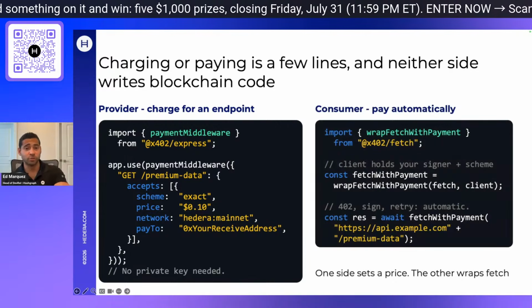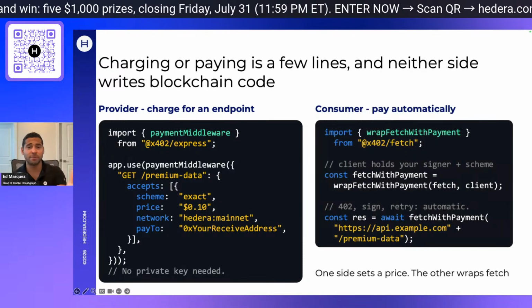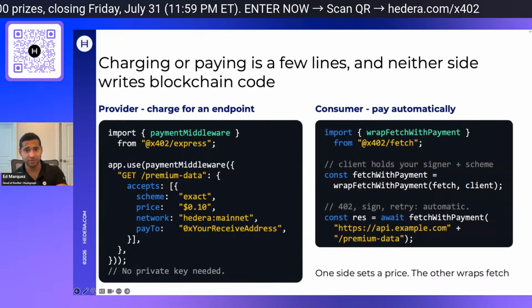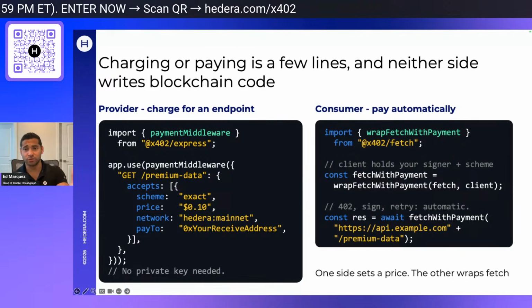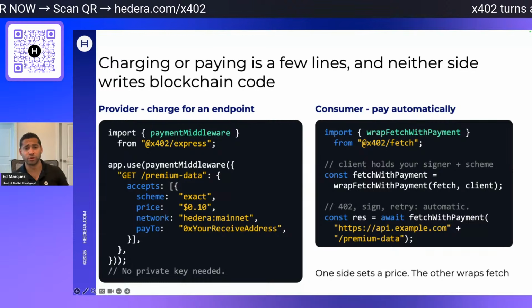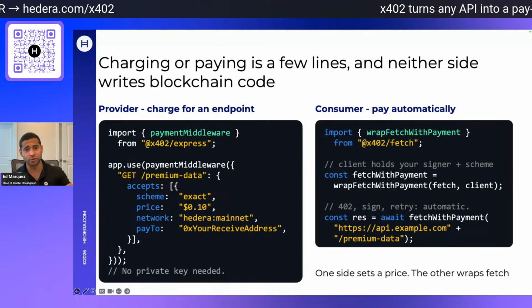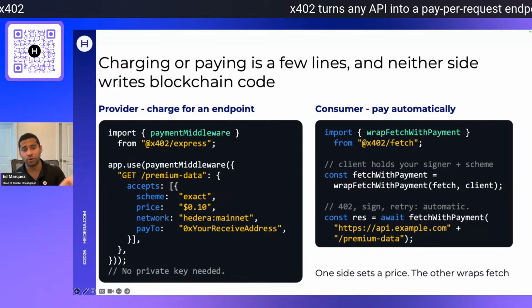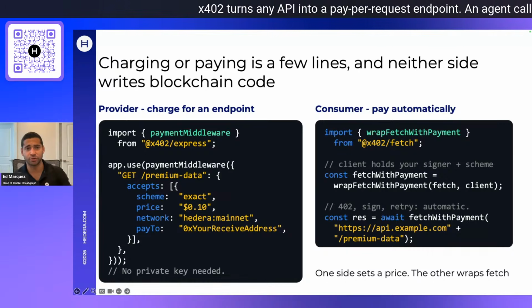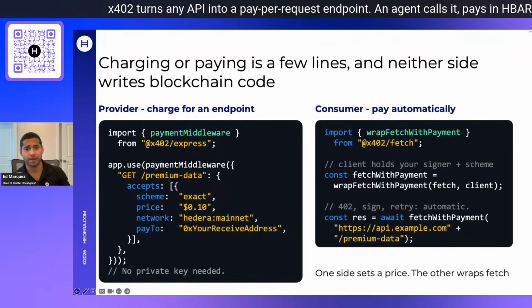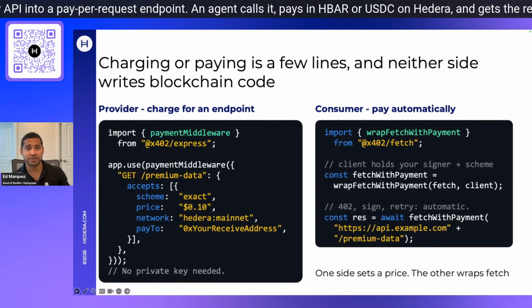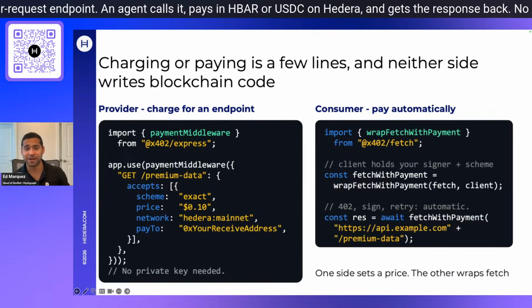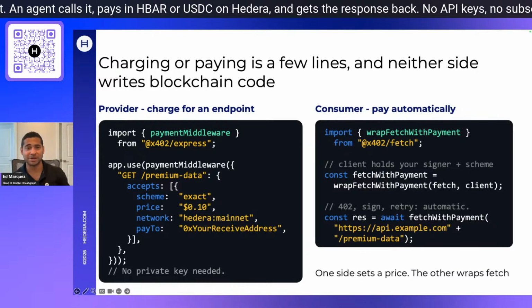And then on the consumer side, if you're paying, you simply wrap your HTTP client, you give it a signer or a wallet, and then you can just call the URL as you normally would. And then the 402, the signing, the retry, all of that is going to happen automatically under the hood with these few lines. So yeah, that's the whole deal. One side sets the price, the other side just wraps a fetch, and neither one has to worry about a blockchain node.